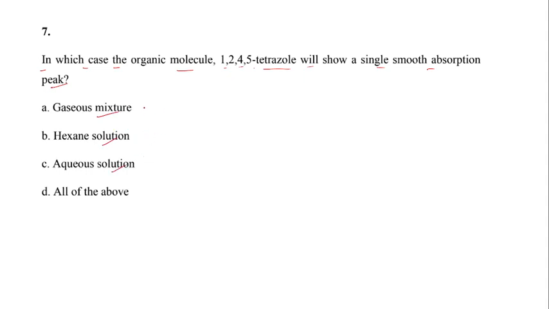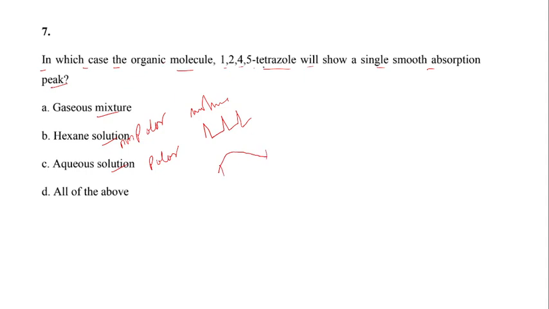Okay, so gaseous mixture is what? It is only in vapor form. Hexane is a non-polar solvent, and aqueous is a polar solvent. So we discussed that in gases there will be all rotational and vibrational peaks. In hexane solution it will give only electronic peaks. But in a polar solvent it will give a broad peak. So these are the different types of peaks.